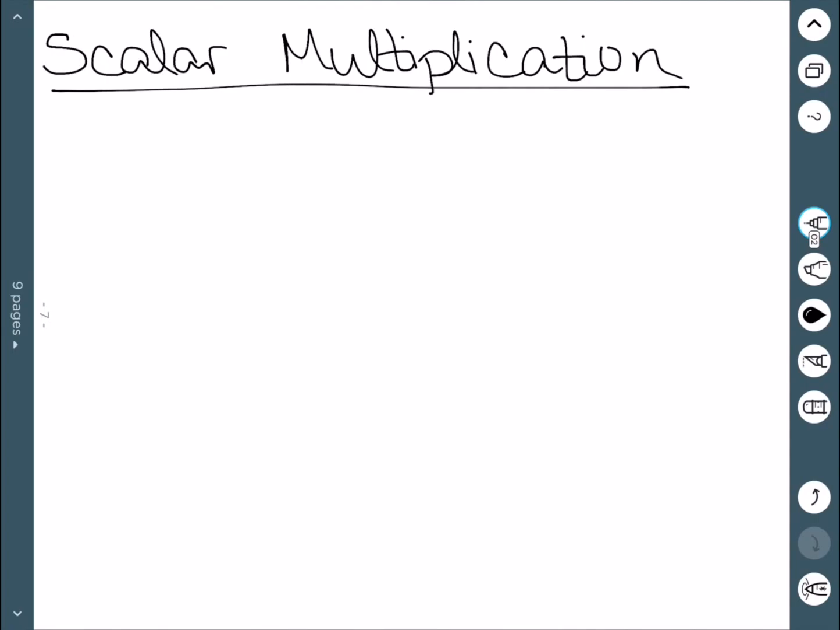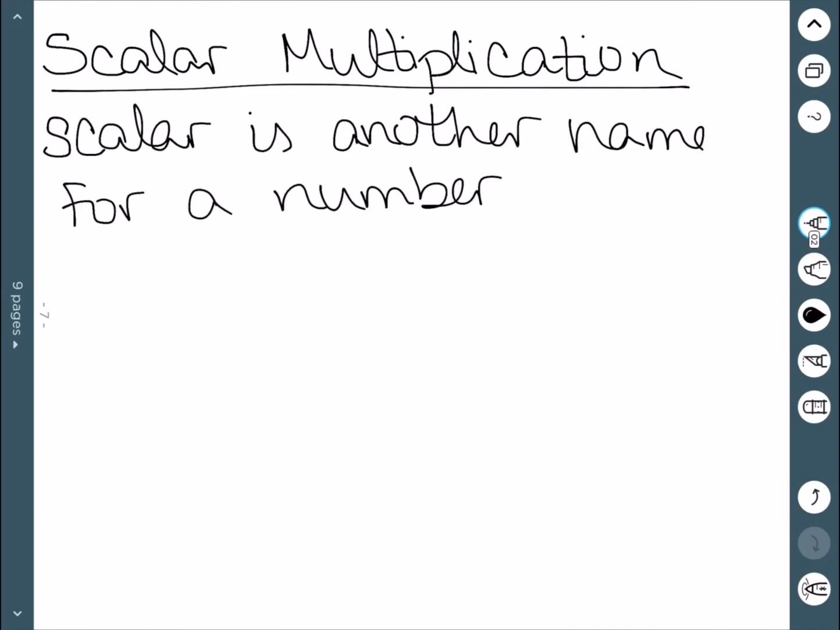The next operation we'll look at here is scalar multiplication. And this is a way to multiply matrices and numbers. A scalar is just another word for number. And when I multiply a number times a matrix, what I'm going to do is multiply all of the entries in that matrix by this number r.